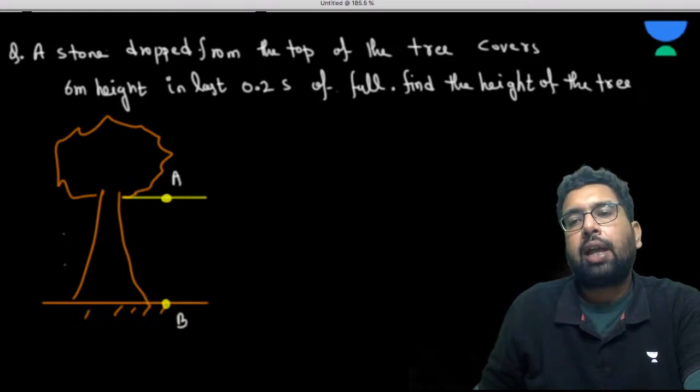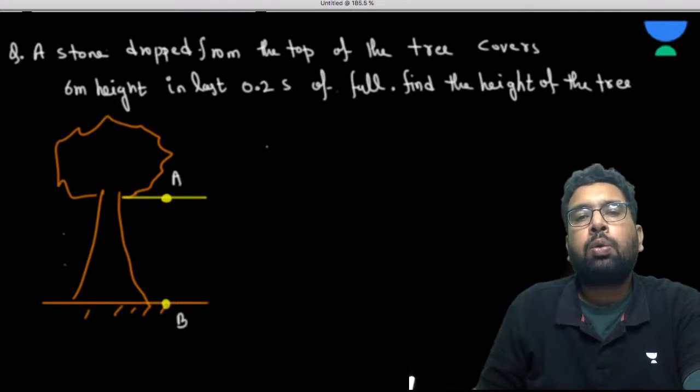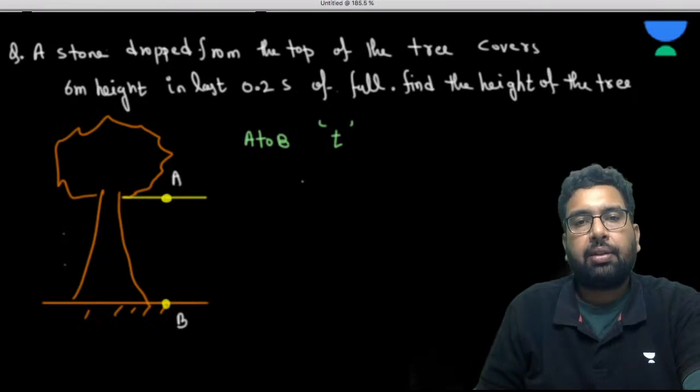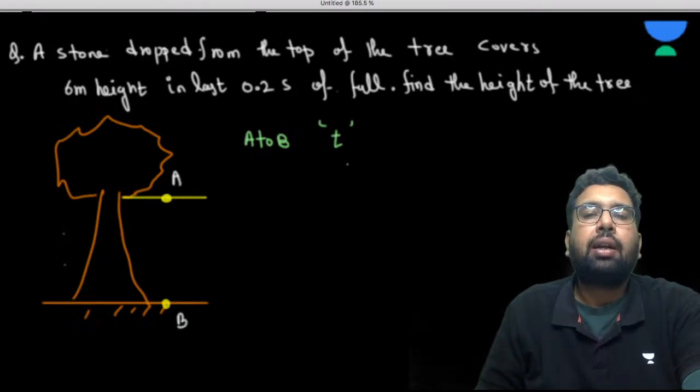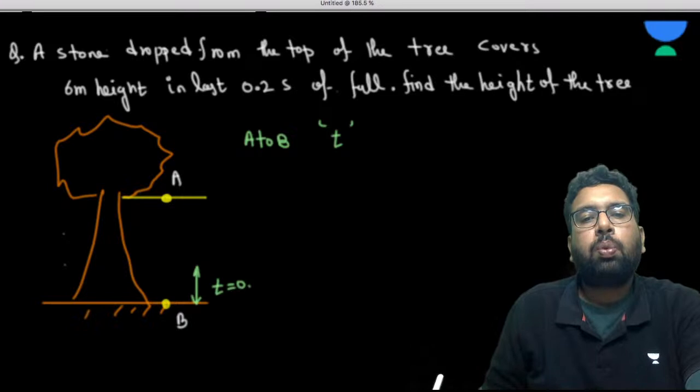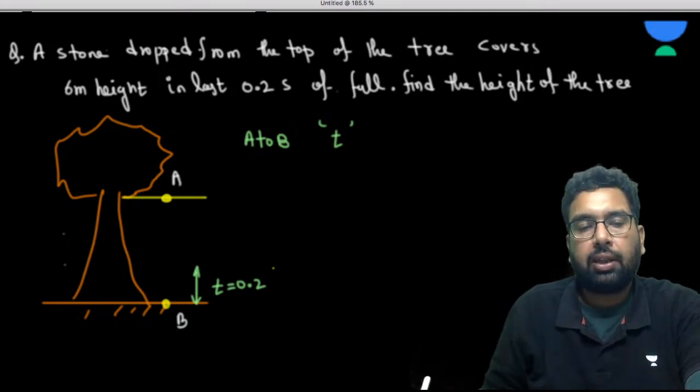Now, what is the time it took from A to B? Let's suppose it took t seconds. In the last 0.2 seconds of this, it has covered a distance of 6 meters, as the information says. So this is 6 meters.